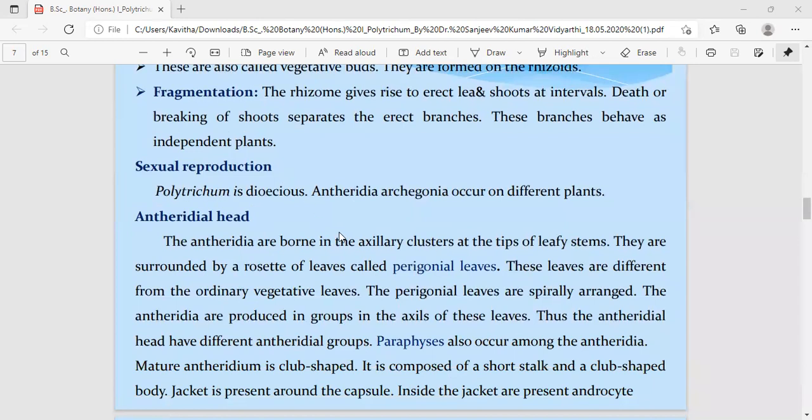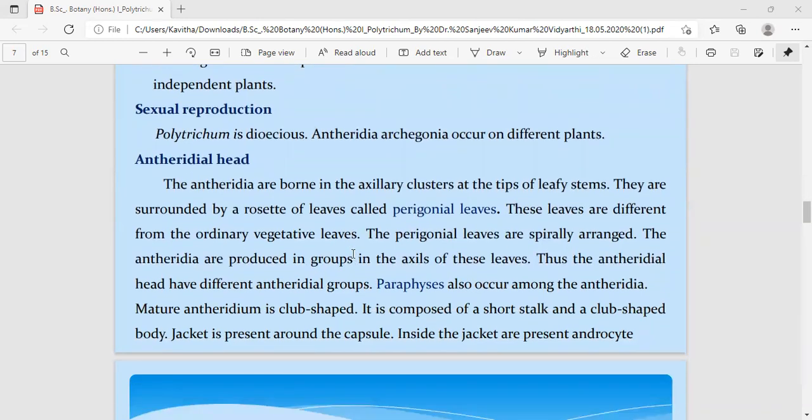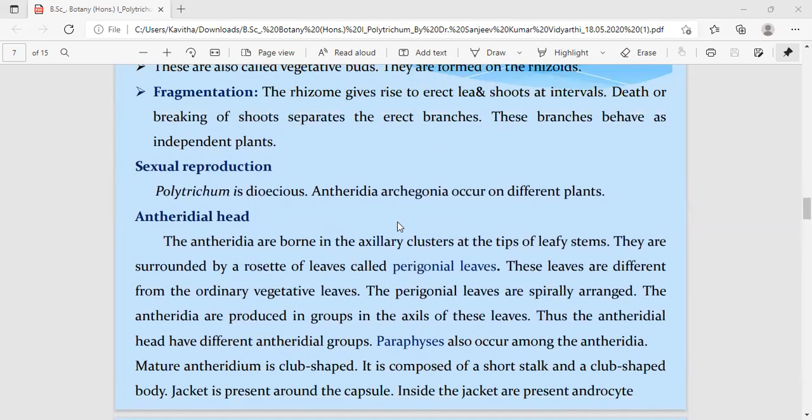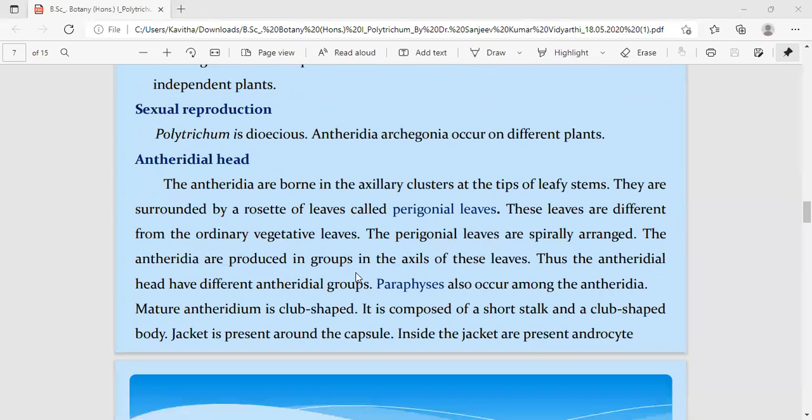Now I'm going on to the sexual reproduction. The Polytrichum plant is a dioecious plant. That is, the male plant and the female plant are separate from one another. The male plant body produces the male reproductive organs called antheridia, and the female plant produces the female sexual organs called archegonia.